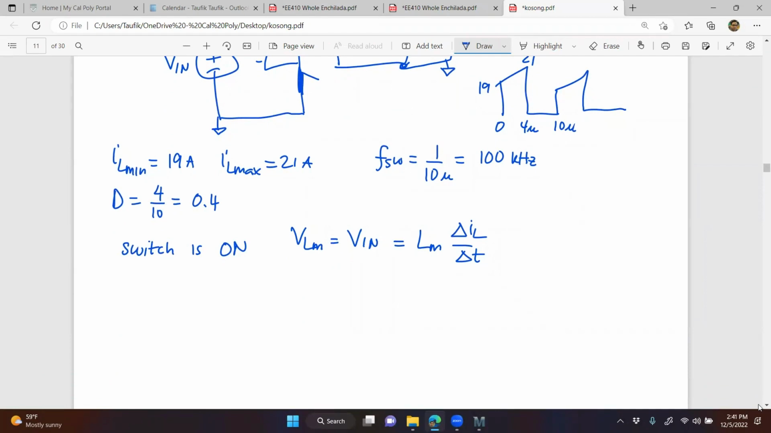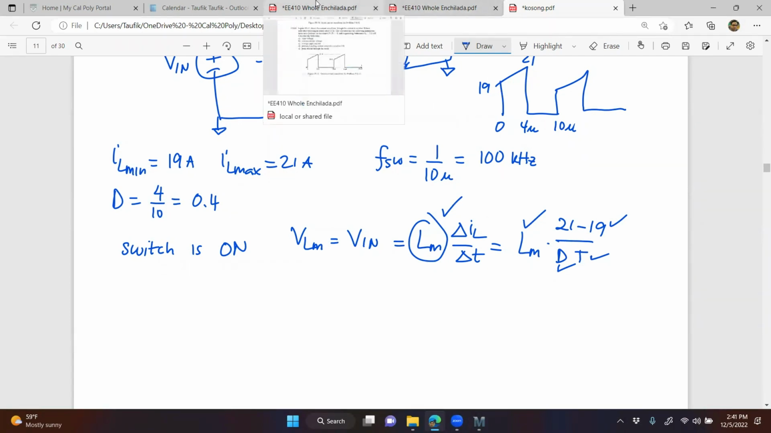Right? So do we know LM? We do. Do we know delta IL? Yes. Do we know delta T? Yes. That's the T on, right? That's correct. So that's going to be T on, which is D times T, and delta IL, which is 21 minus 19. And then we know LM, we know this, and we know this, right? That good? So we got V in from there. Yes?